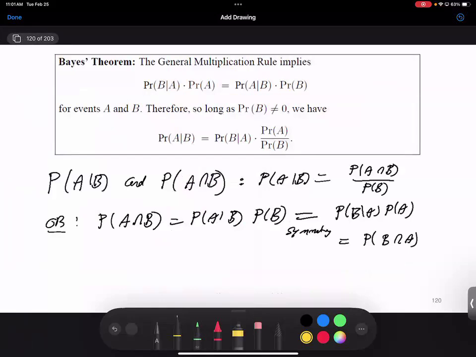So we talked a little bit about this already, the general multiplication rule. The probability of B given A times the probability of A is the probability of A given B times the probability of B. And this is coming from the fact that both of these equal what? They're both just the probability of A intersect B. So by rewriting that, we get the probability of A given B is the probability of B given A times the probability of A over the probability of B.